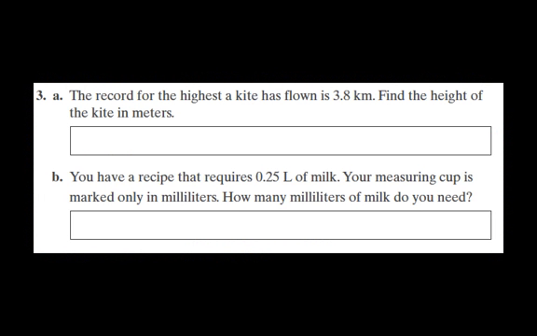For 3A, the record for the highest kite has flown is 3.8 kilometers. Find the height of the kite in meters. So we're trying to figure out what 3.8 kilometers equals in meters. Well, there are 1,000 meters in a kilometer. So we're going to take 3.8 times 1,000 because 1 kilometer would be 1,000 meters. So if we multiply by 1,000, we'll find out that the height of the kite was 3,800 meters.